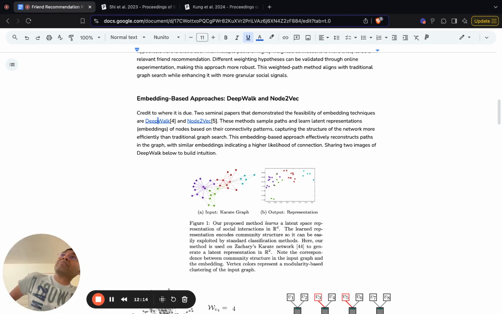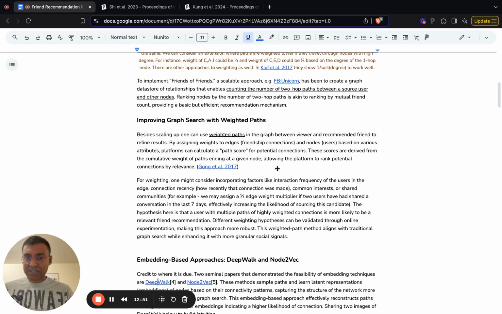What they do is they try to find embeddings of nodes, but the way they train the embeddings is by doing random walks. These random walks start from the viewer and end at a certain spot, and these starting and ending points become the inputs to how they find embeddings. At a very high level, it is actually a very direct translation of what we were just talking about.